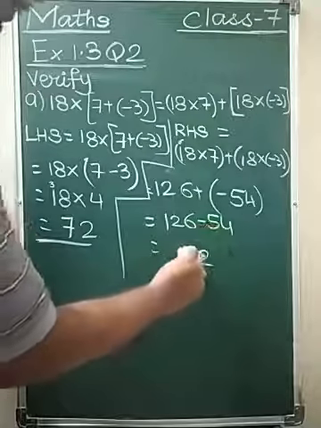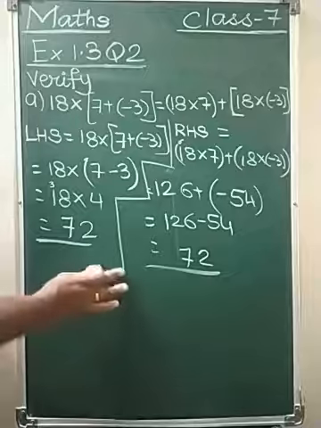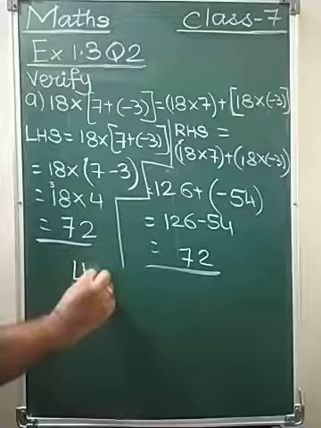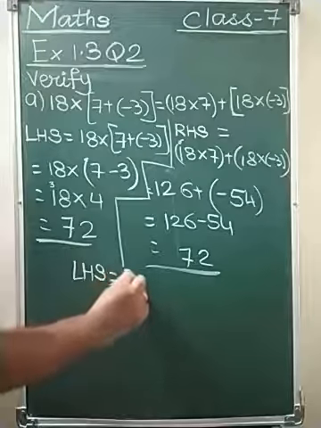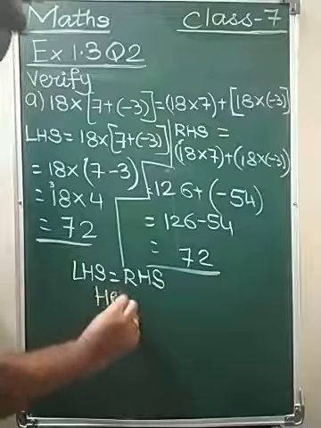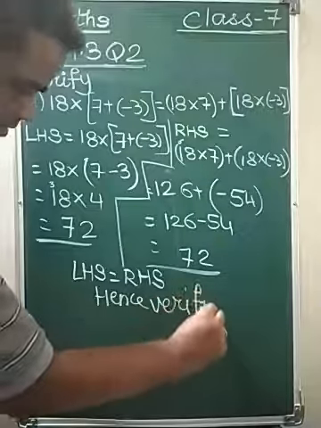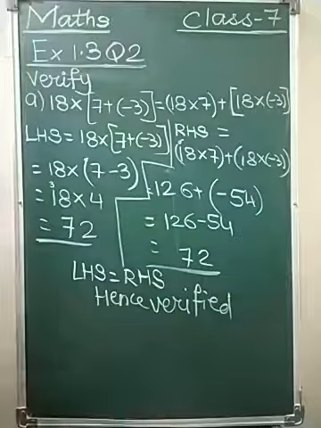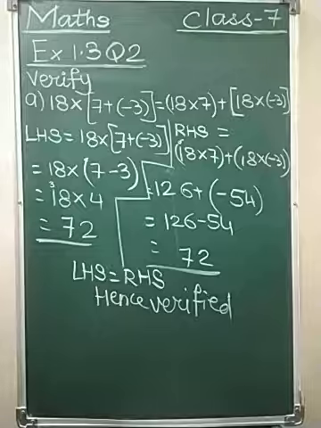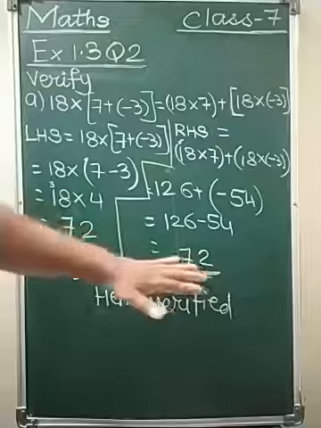Out of 12, 5 is gone, we get 72. So LHS equals RHS. LHS equals RHS, hence verified. We can write hence verified, hence proved, anything we can write. So LHS equals RHS, that means both the sides are equal.